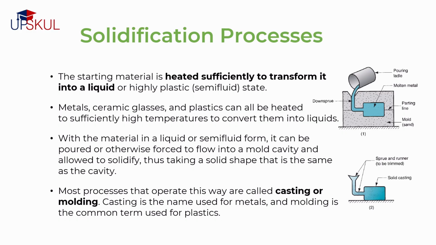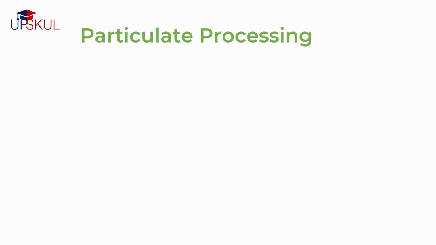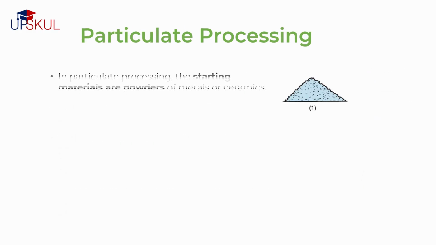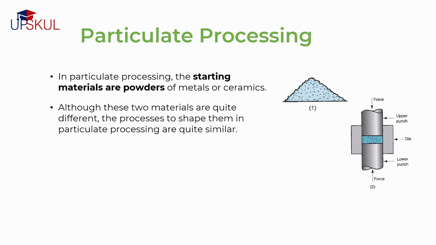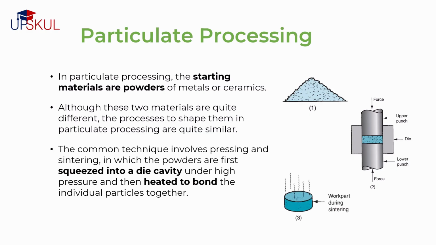In particulate processing, the starting material are powders of metals or ceramics. Although these two materials are quite different, the processes to shape them in particulate processing are quite similar. The common technique involves pressing and sintering, in which the powders are first squeezed into a die cavity under high pressure and then heated to bond the individual particles together.